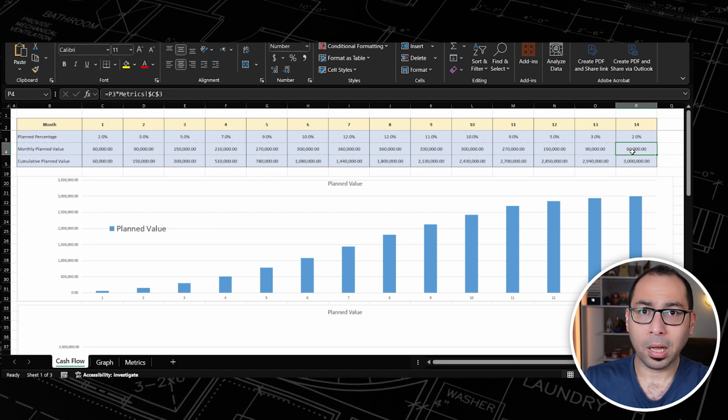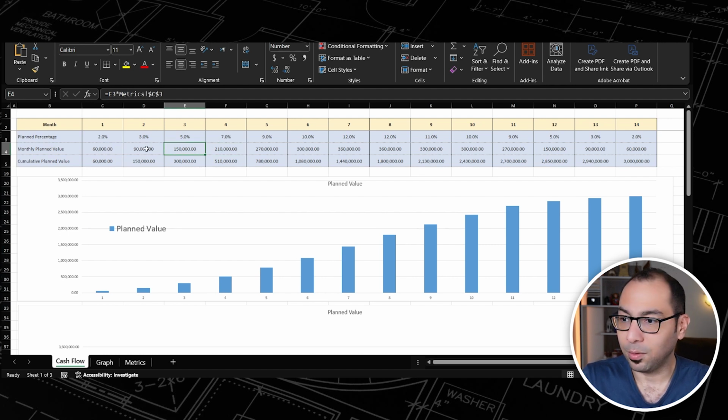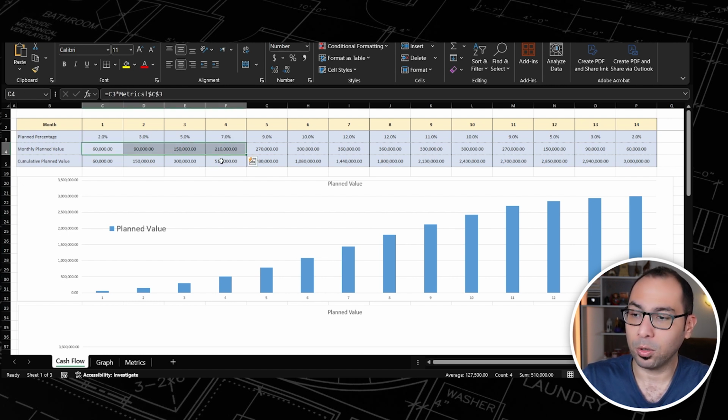So because you have all the items of the project and you have the cost of these items, you can get the monthly planned values, and also you can get the planned percentage as well. And the next row that we have here is the cumulative planned value. And what is the cumulative? It is just the summation up to a specific month. So for example, here month number 4, I have monthly planned values for month number 4, 210, for month number 3, 150, 90, 60. So here the cumulative for month number 4 will be just the summation of these 4 numbers.